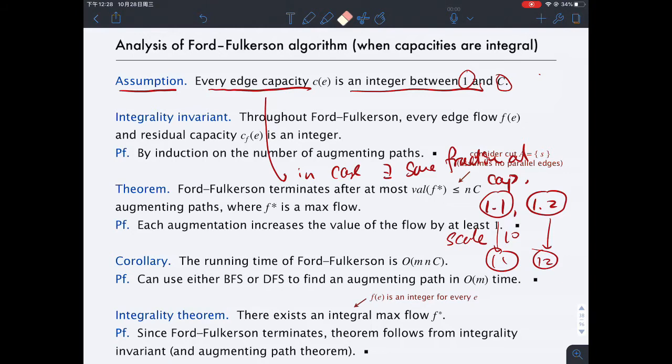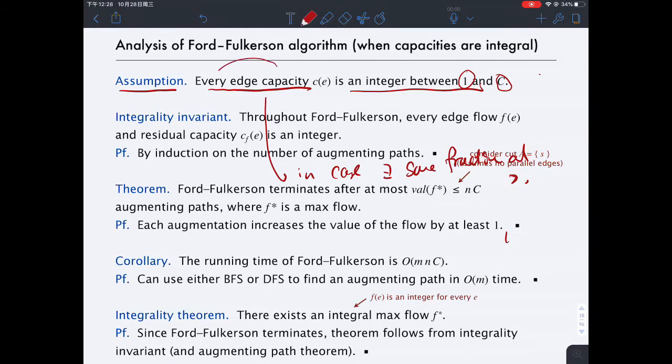Our next observation is that in case we start with the edge capacities being integers, then when we run the Ford-Fulkerson algorithm, every time we update the flow function, the flow function is updated by an integer, and the residual capacity is always an integer. Just recall that.